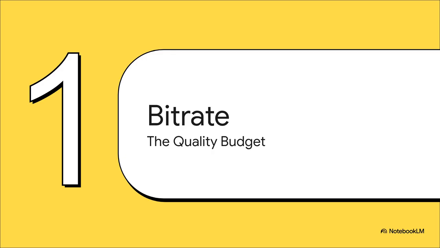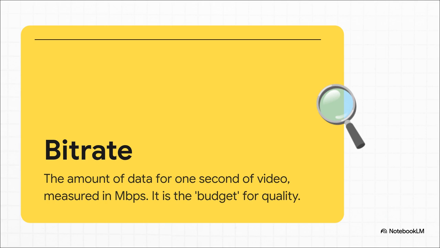So, first up is bitrate. The easiest way to think about it is as the raw material, the budget, that we have to work with to create the picture you see on your screen. So what is it really? Bitrate is simply the amount of data we're allowed to spend for each second of video. The more data, or the higher the bitrate, the more potential you have for amazing detail and quality. It's literally the digital budget we give the video encoder to pay for the picture.